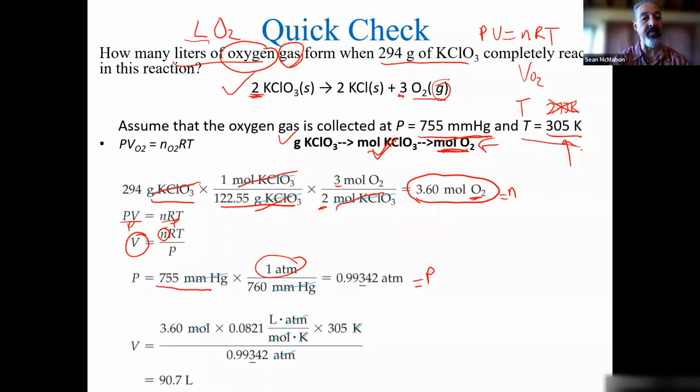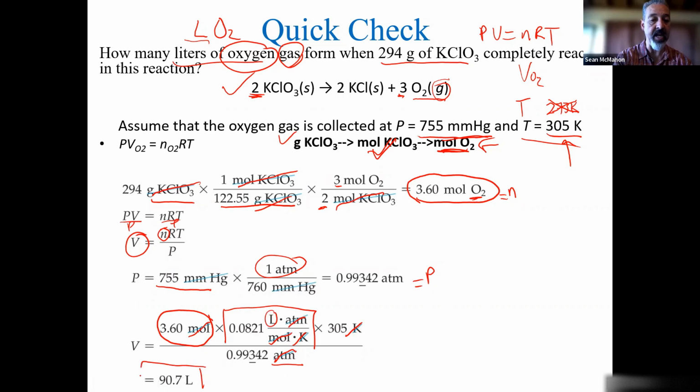So now I plug everything into my rearranged formula. I have my 3.60 moles. I have my R, which is a constant, and I want to make sure the units of moles cancel. They gave me Kelvin. I changed the pressure to atmospheres so that atmospheres can cancel. And now I'm going to be left with liters. And the final answer is 90.7 liters.